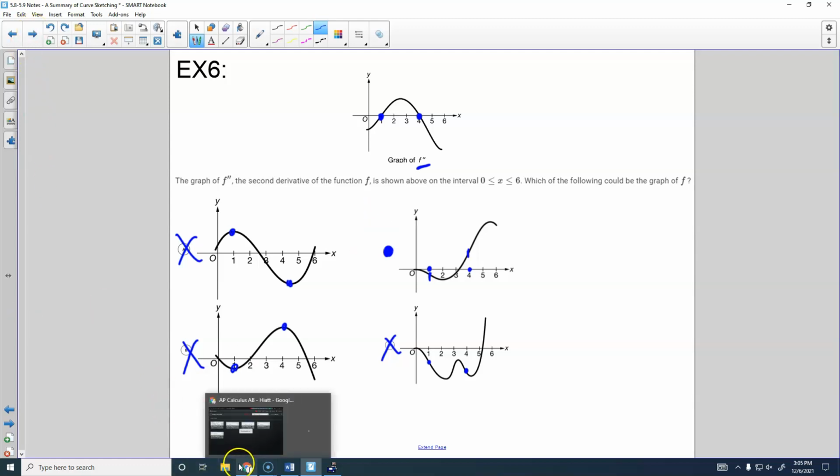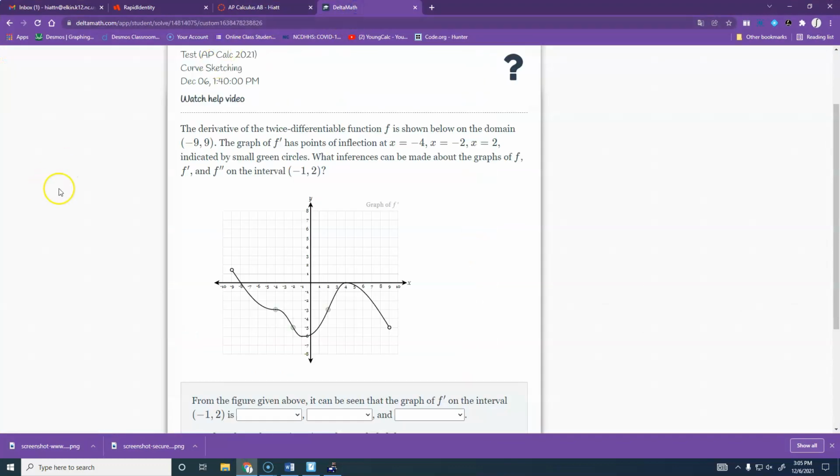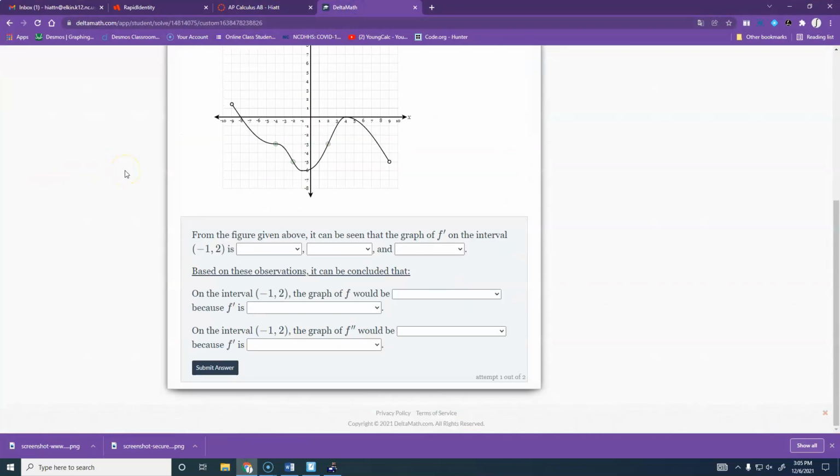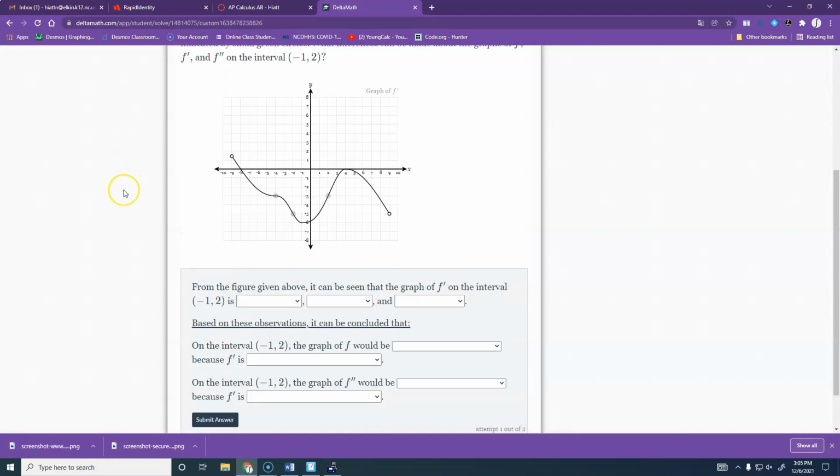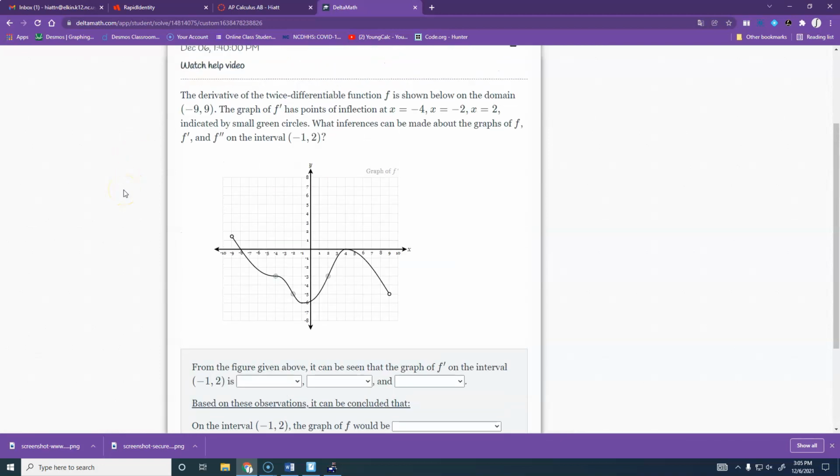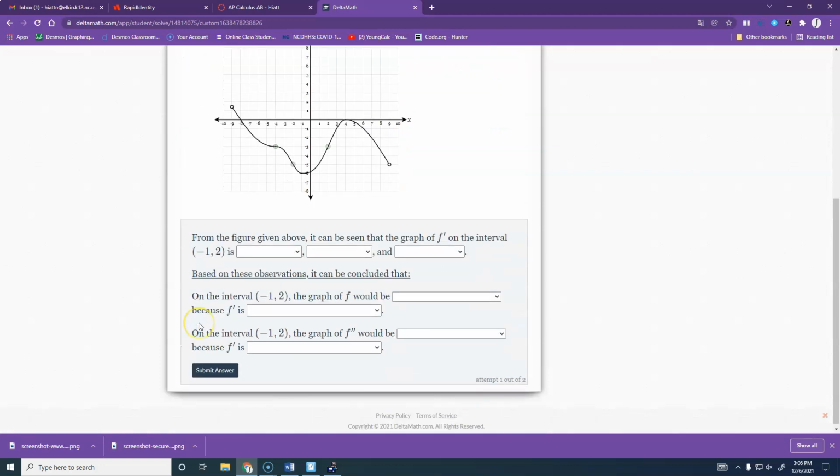So let me show you. Your Delta Math is going to have several different types of things. The biggest thing for this is you need to know what graph you're looking at. Because some of these are going to give you f, some will give you f prime, there may be even some that give you double prime. So this is f prime.